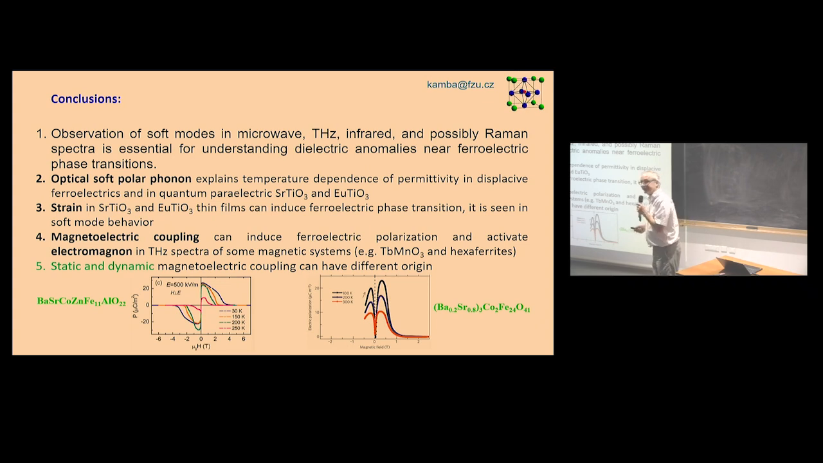I have 10 o'clock, so I should stop here. I wanted to demonstrate that the observation of soft phonons, soft modes, in the microwave, terahertz and infrared range, and also possible in Raman scattering, which will be shown in the next talk, is essential for understanding the dynamics of ferroic phase transitions. You can also study such optical soft phonons in strained thin films, like strontium titanate and europium titanate.